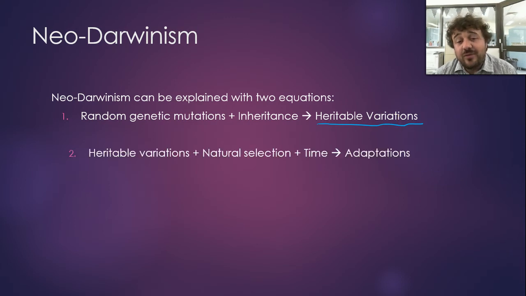So then you use your heritable variations plus natural selection and time, which gives you an adaptation. In other words, you might have long wings and short wings. These are your two heritable variations. Natural selection prefers the long wings, and over time, eventually, you'll get a species that is mostly, if not all, long-winged. And that's it. That's pretty simple.